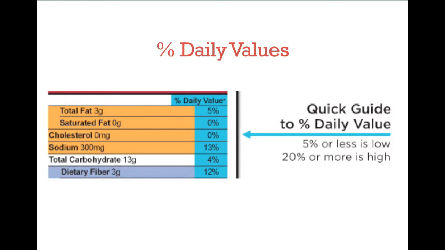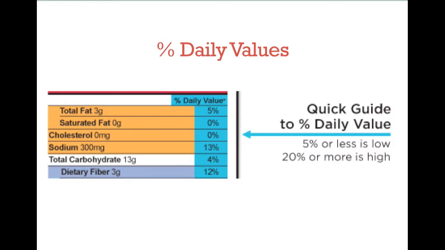As a quick tip, a daily value of 5% or less of a nutrient is considered to be low in that nutrient. A daily value of 10 to 19% of a nutrient is considered a good source. A daily value of 20% or more is considered an excellent source. So for example, 20% of calcium is an excellent source of calcium.